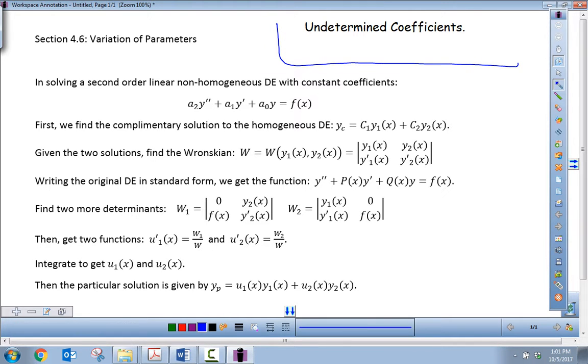Anyways, what I wanted to say with undetermined coefficients is that we were a little bit restrictive with our f of x, to just be some polynomial, some exponential function, and some sine or cosine. So we were a little restrictive. I mean, it was easy, right?